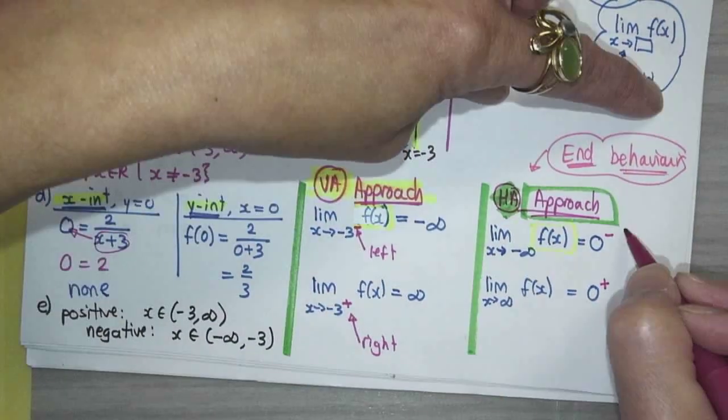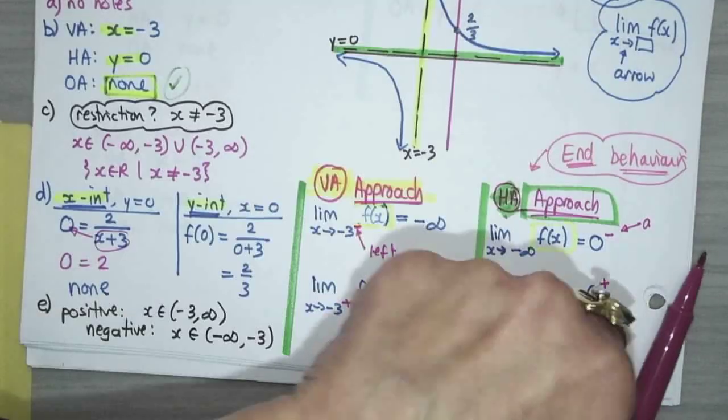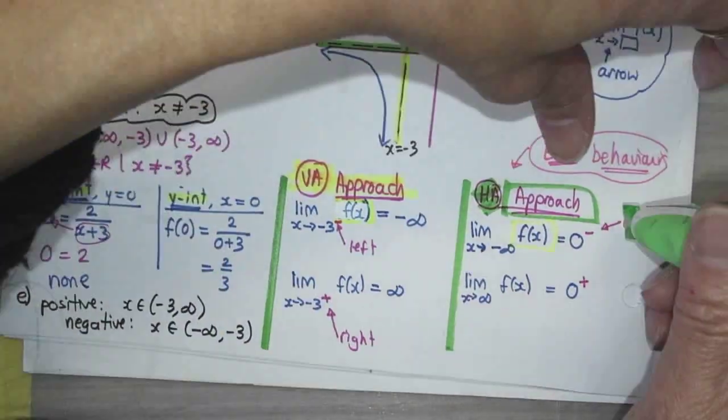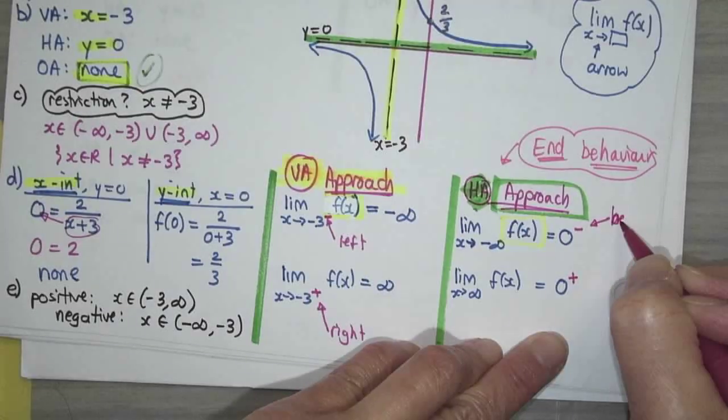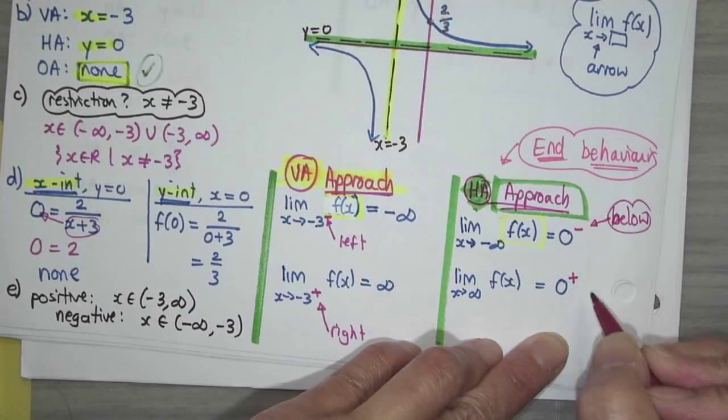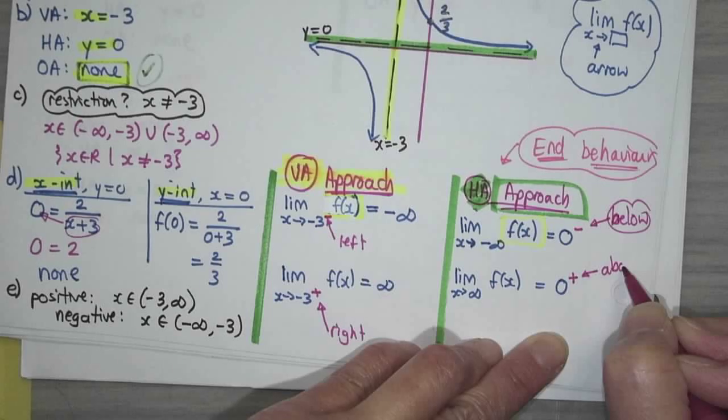So this means below. Backwards. Below, whoops, I can fix that to a B. Below, and this is above.